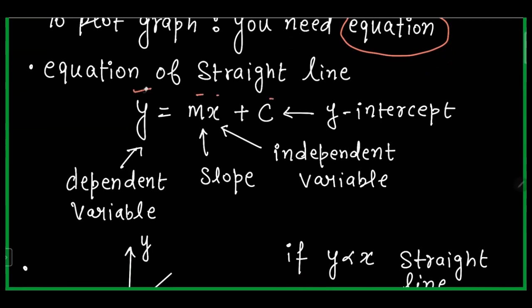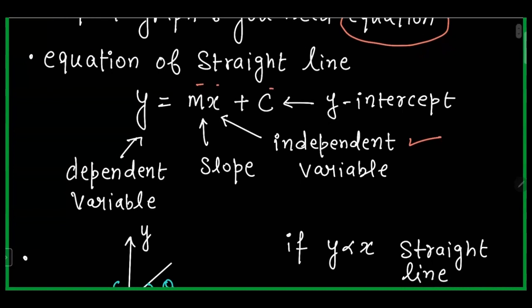Now here y is a dependent variable, x is an independent variable. The graph is always plotted between two or three variables. One variable we keep on the x-axis, another on the y-axis, and another one on the z-axis. The first variable, which we keep on the x-axis, is known as the independent variable. Why independent? Because this variable can take any value.